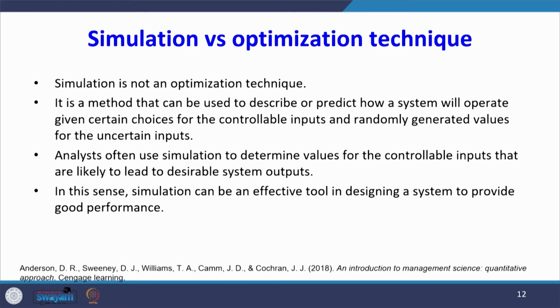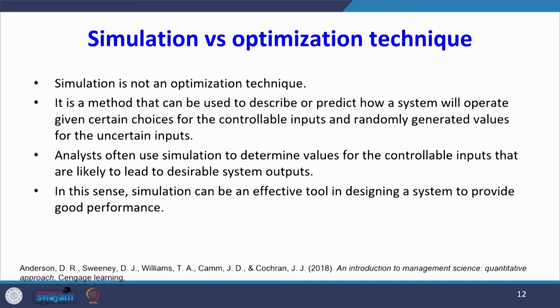So, simulation is a method that can be used to describe or predict how a system will operate given certain choices for the controllable inputs and randomly generated values for uncertain inputs. Analysts often use simulation to determine values of controllable inputs that are likely to lead to desirable system output. In this sense, simulation can be an effective tool in designing a system to provide good performance.